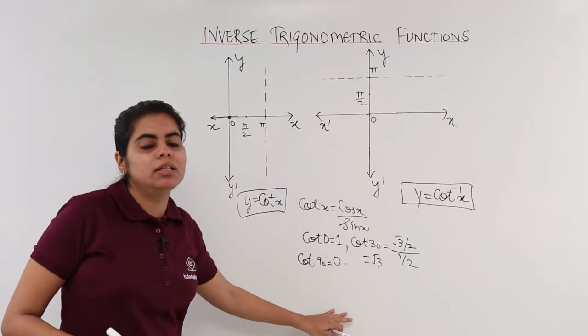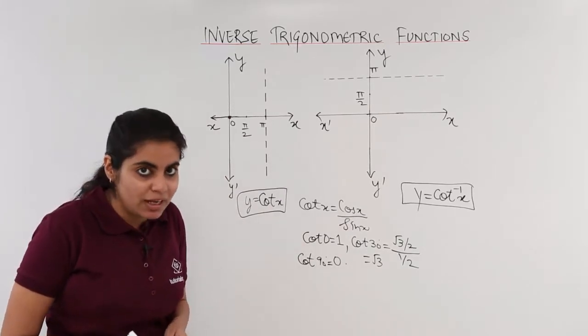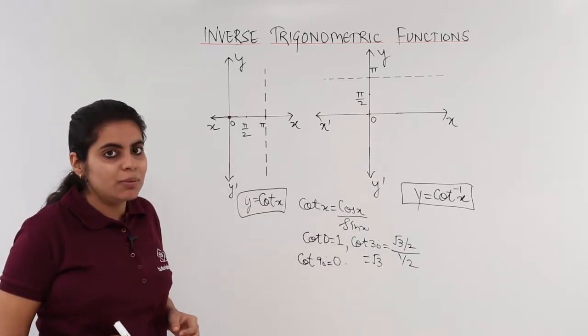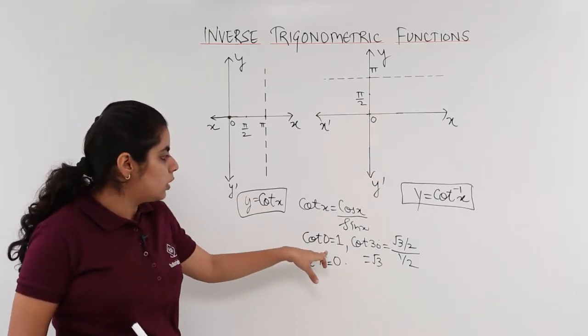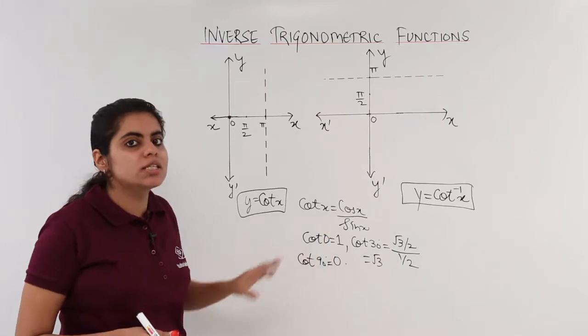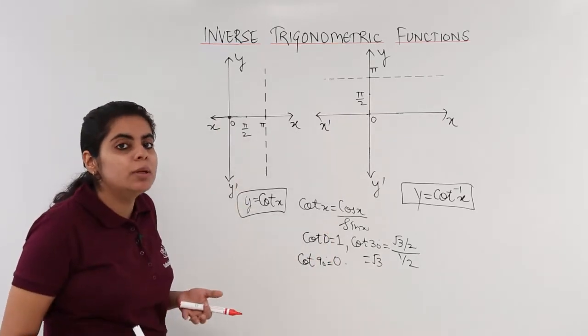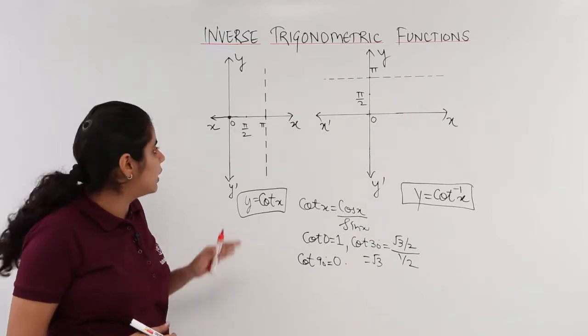Why are we actually taking into account these values? These values will help me to plot the graph of cot x. Now, I know cos 0 is 1. So, cot 0 is also 1. So, where is cot 0? Cot 0 is here. Where will 1 be? 1 will be something above.